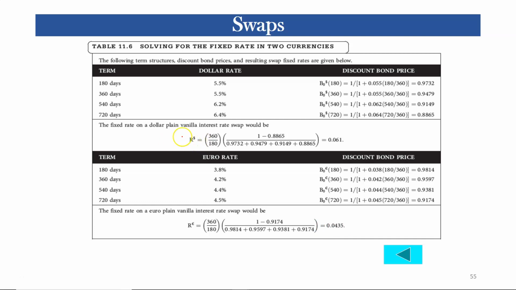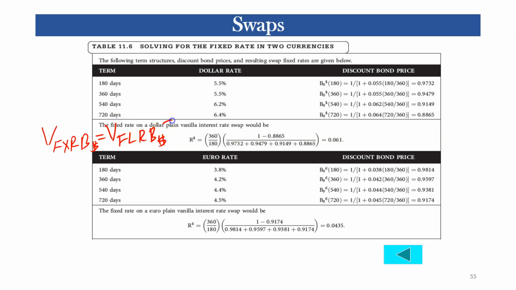We know that in a plain vanilla interest rate swap, the value of the fixed rate bond should be equal to the value of the floating rate bond. That is, at the start of the swap, the value should be equal to 0. For the dollar side, the value of the plain vanilla interest rate swap is equal to 0 at the start, because the value of the fixed rate bond in dollars is equal to the value of the floating rate bond in dollars.